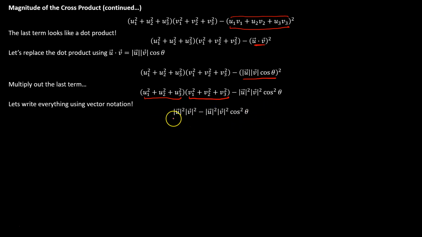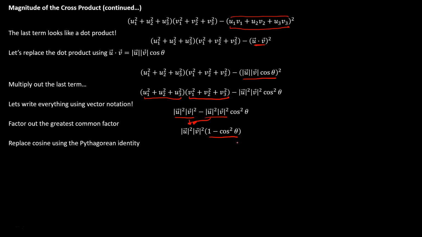And now I can see that I have 2 terms, term 1, term 2, and the 2 terms have a common factor, so I'm going to factor that out so that I have the magnitude of u squared, the magnitude of v squared outside of the parentheses here, and then I have 1 minus cosine squared inside of the parentheses. So I just factored out that GCF to bring it out front. And now, looking at what's in the parentheses, I'm thinking of the Pythagorean identity. So let's go ahead and replace that with sine squared theta. And, well, there we go.